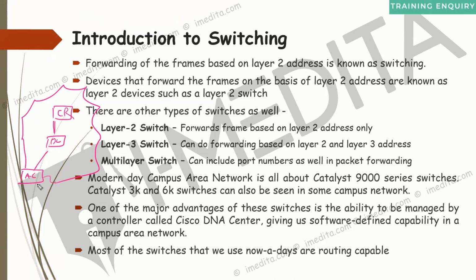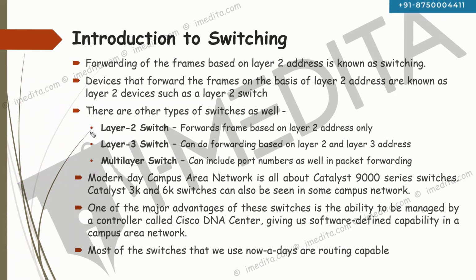And if you want to enable the routing in the entire campus, you cannot connect a layer 2 switch on this particular access layer. These categories, layer 2 switches, layer 3 switches, multi-layer switches, I'm not saying that layer 2 switches are completely obsolete. In your campus area network, you might still be using layer 2 switches. You might still be using the Catalyst 2950 series switch platform, which is one of the most widely utilized layer 2 switches in a campus area network.